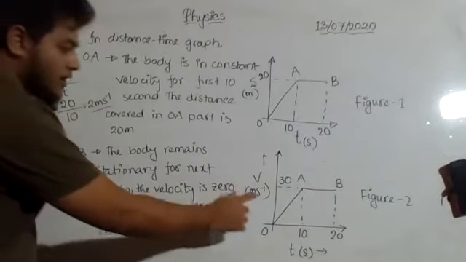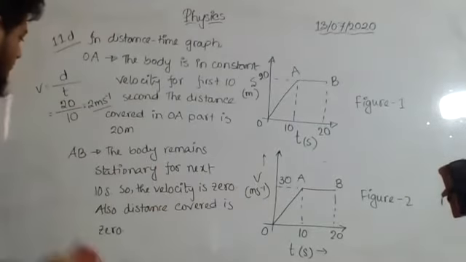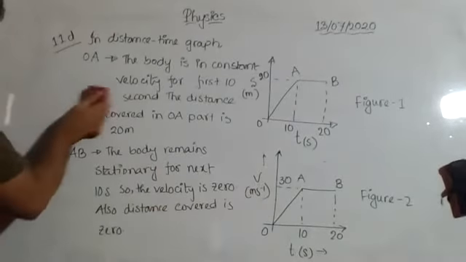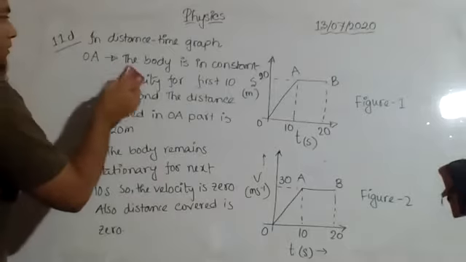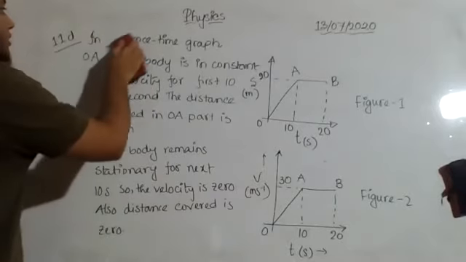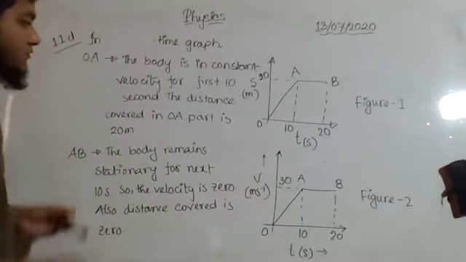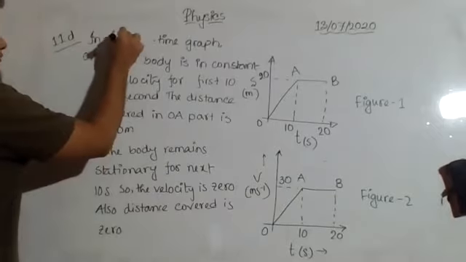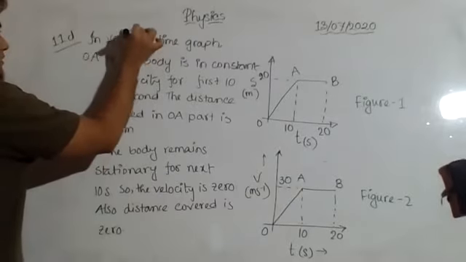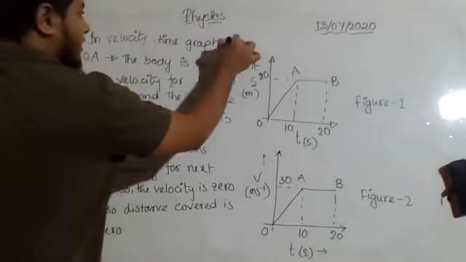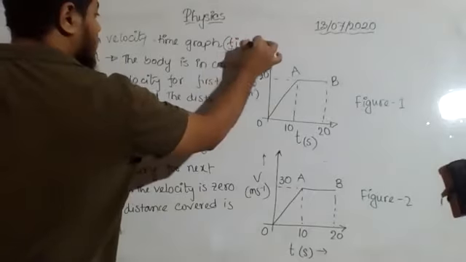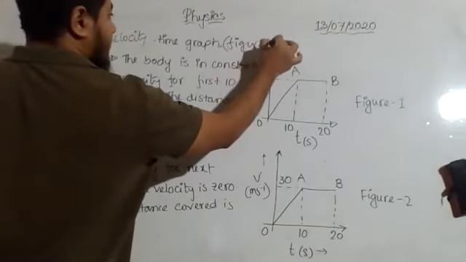Now we will take a look at figure 2. Okay. Now it will be velocity versus time graph. In velocity versus time graph, in bracket you can write that it is figure 2. In the first one you can write the figure 1.